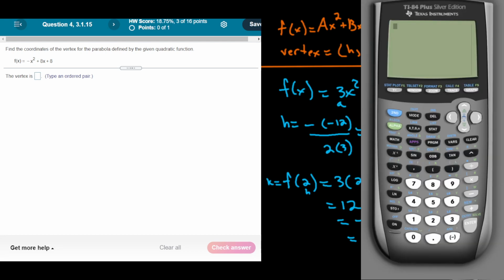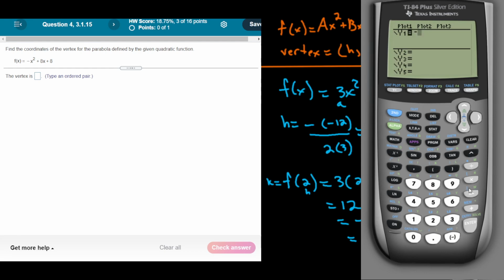Okay, so check this out. Hit the y equals button. Let's erase this. Type in your function. Remember, choose this as your negative. Don't choose the minus symbol. You see how one is longer than the other? You want to use the negative symbol.